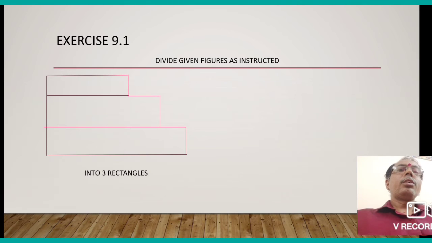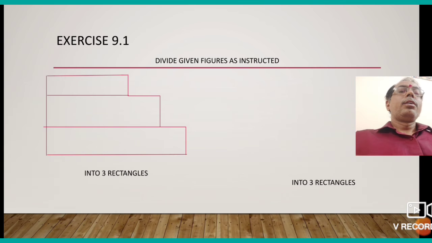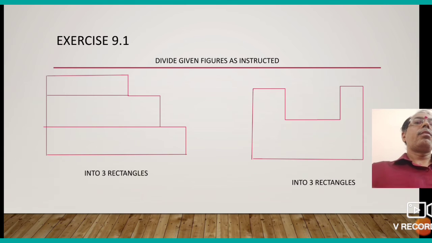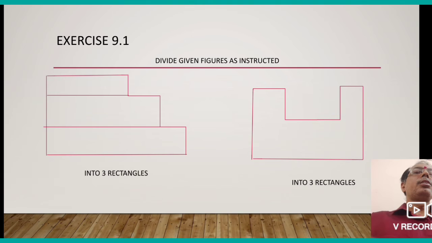Okay, children, just observe and learn how to partition the given figures, how to divide the given figures. And next we have here, that is instructed to be divided into 3 rectangles. Then here we have a figure just like a U-shape figure. Now we need to divide into 3 rectangles. Just draw one line here and another line there. So just draw the appropriate line segments to divide the given figures as instructed.